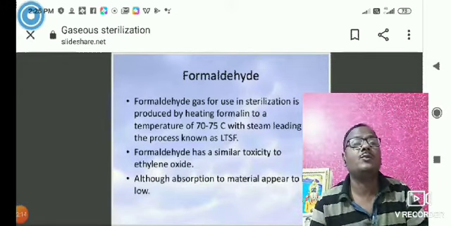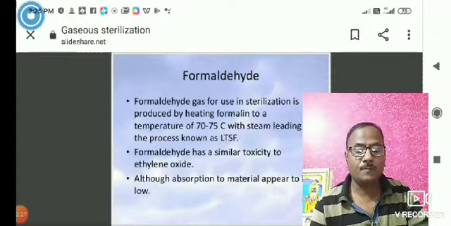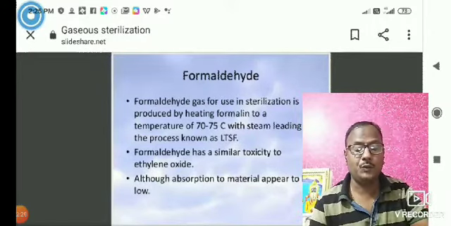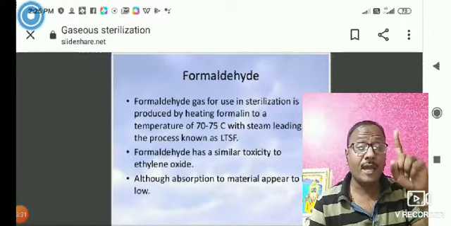This compound is a colorless liquid at room temperature with a high boiling point of 155 degrees Celsius, and beta propiolactone is highly effective against microorganisms. Only 2 to 5 milligrams per liter of beta propiolactone is required to kill all types of microorganisms, and it acts on microorganisms by inactivation of proteins and other biomolecules.